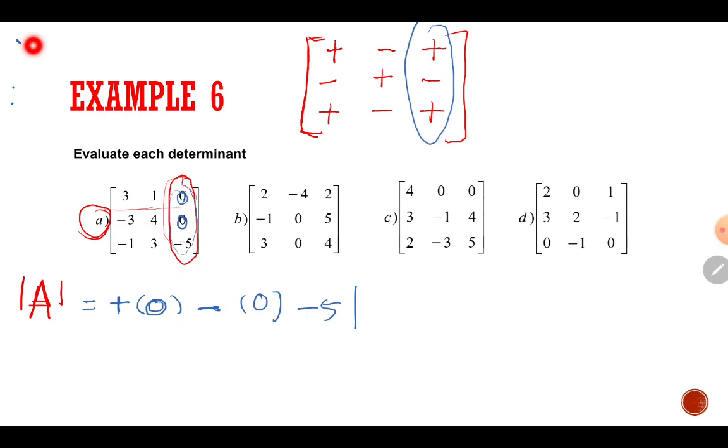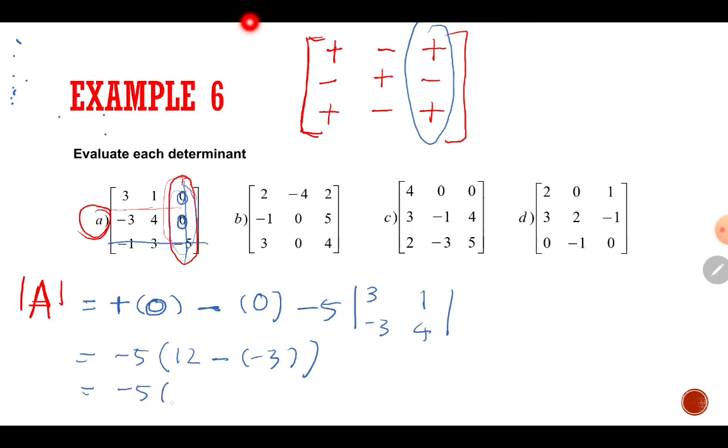So minus 5 ni maknanya third column, third row. Right, third column, third row. So apa yang kita ada kat sini adalah 3, 1, negatif 3, 4. So jawapan akhir dia adalah negatif 5, darab dengan 12 tolak 3. So negatif 15 darab dengan 15. So you will get negatif 75. Okay, that's the answer for A. You may try to validate my answer whether it's correct or not.